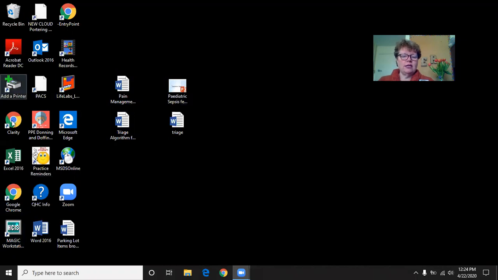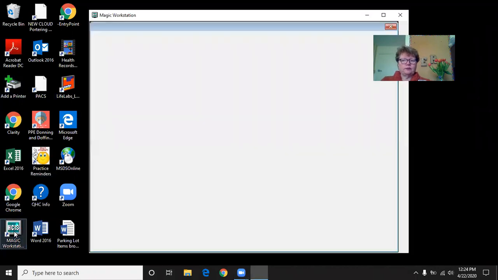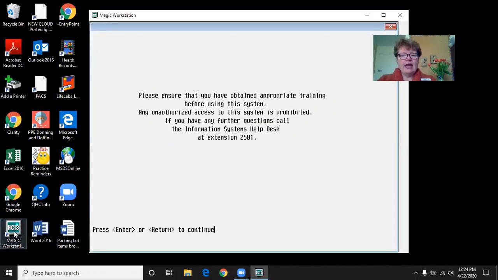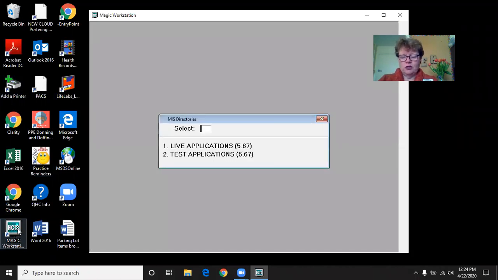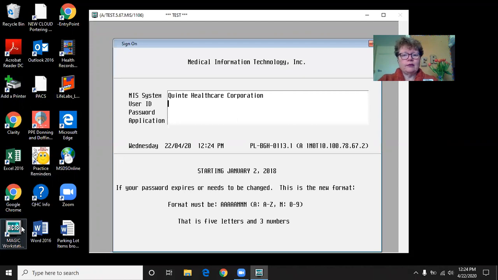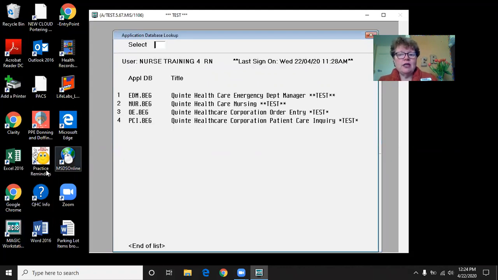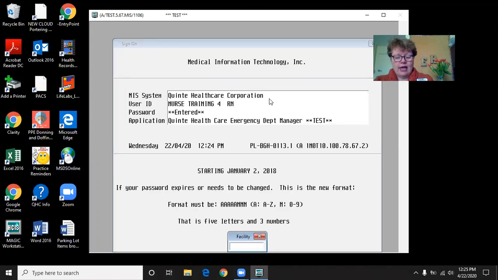So you're going to click on your HCIS or your MediTech workstation. And at this point, you'll press enter. Number 2 for test. Your user ID is MURSING, nursing 4. Enter 5 capital A's, 1, 2, 3, 4, 5, and the number 1, 2, 3. Enter. You're going to choose number 1. And your facility is capital BVH. Enter.